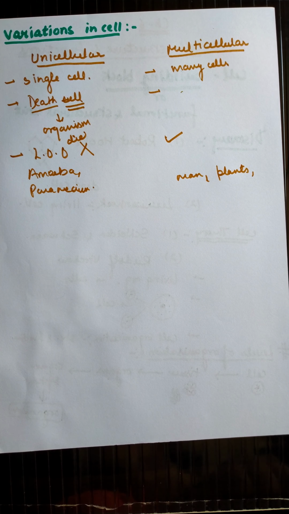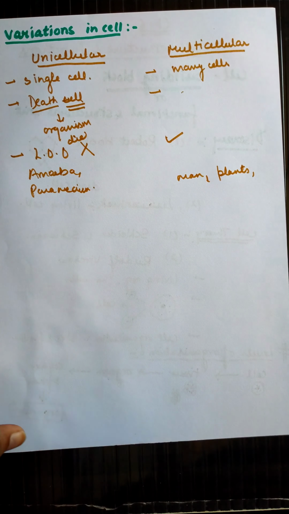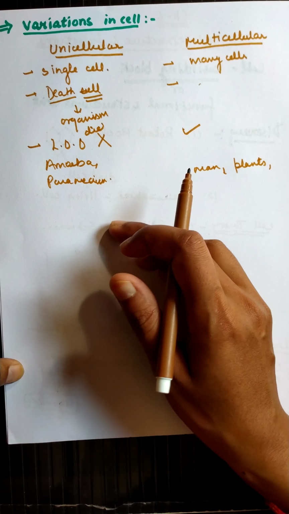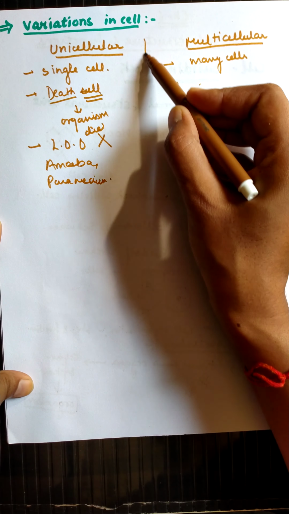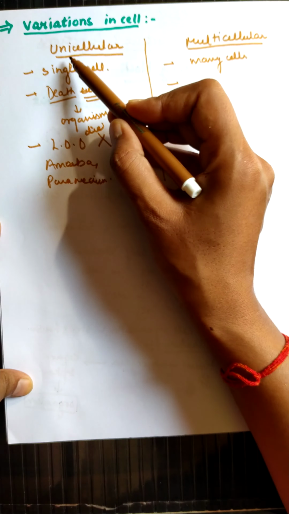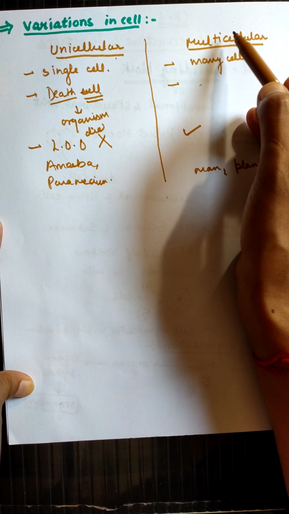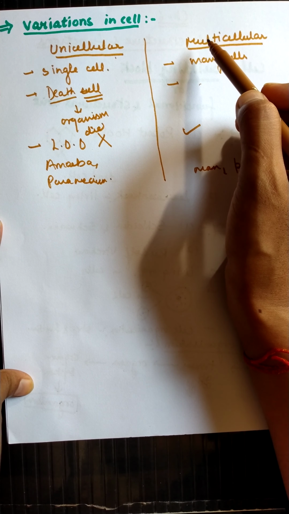So on the basis of number of cells, we classify the organisms into two categories, unicellular and multicellular. The organisms whose body is made up of a single cell are unicellular, and the organisms whose body is made up of many cells are multicellular organisms.